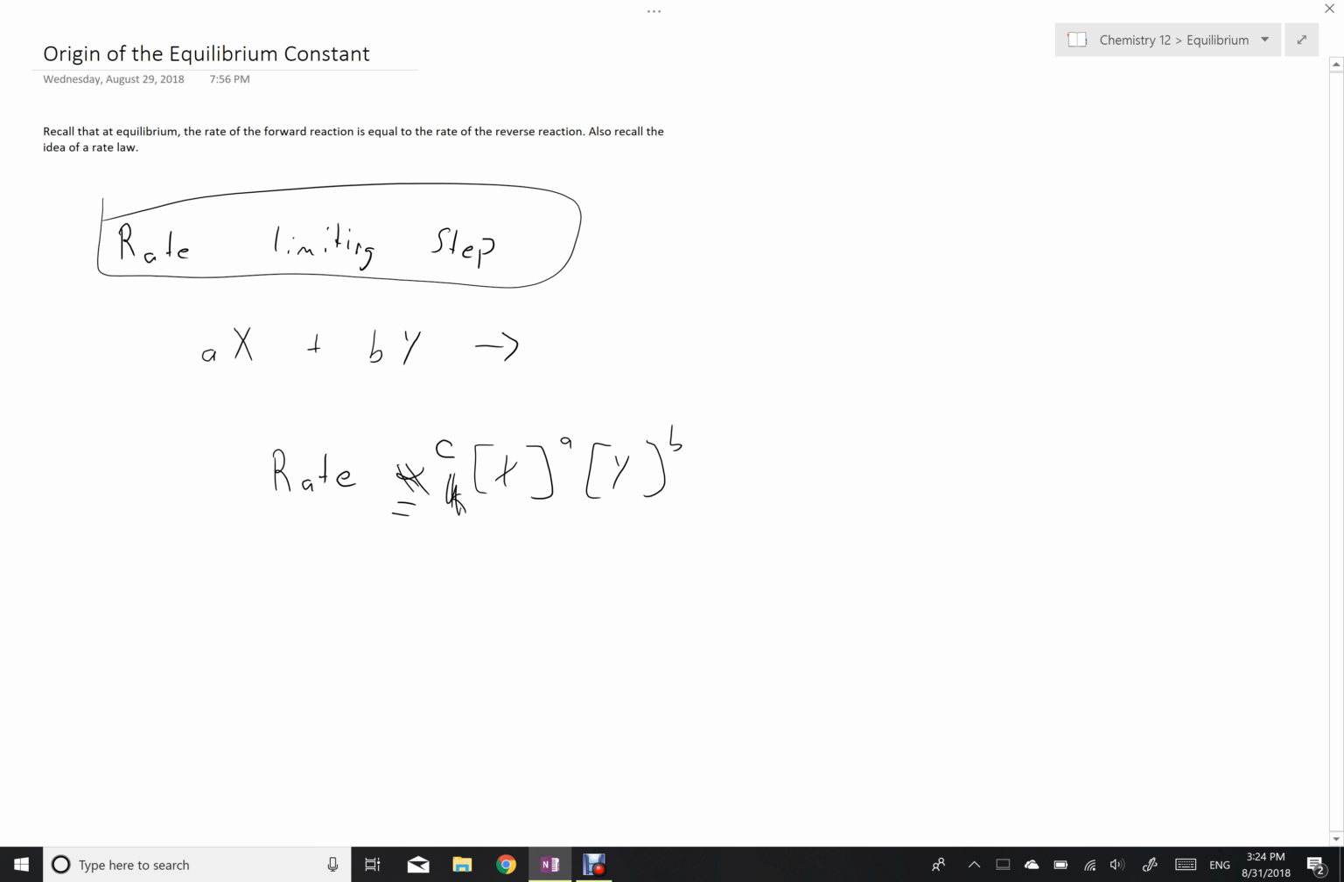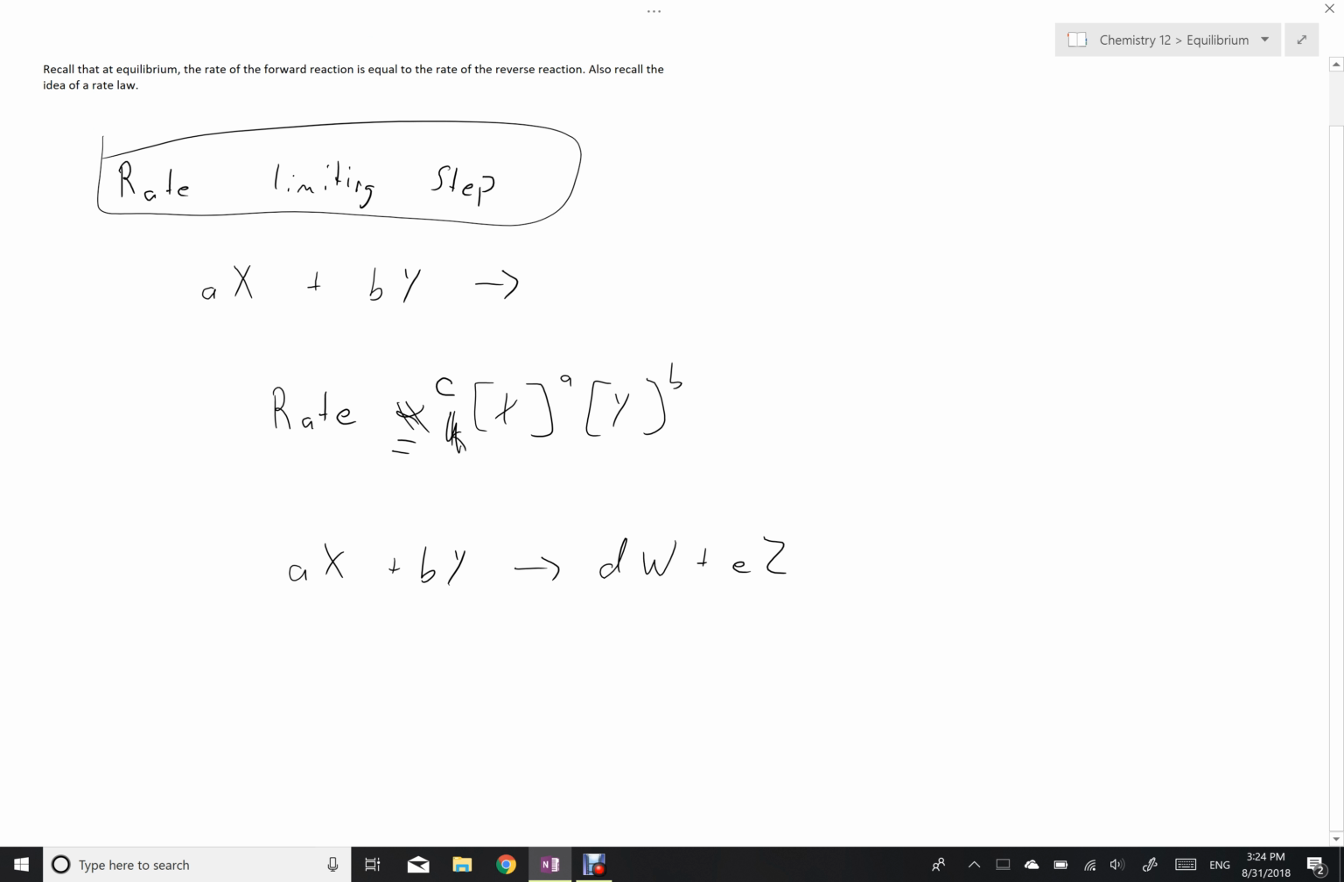Now, if we consider the overall reaction, A with X and B with Y, going to, I'm not going to use C because I just used it, so D to W and E to Z. Then at equilibrium, what we say is the rate of the forward reaction is the same as the rate of the backwards reaction. So the rate of the forward should be equal to X to the power A and Y to the power B.